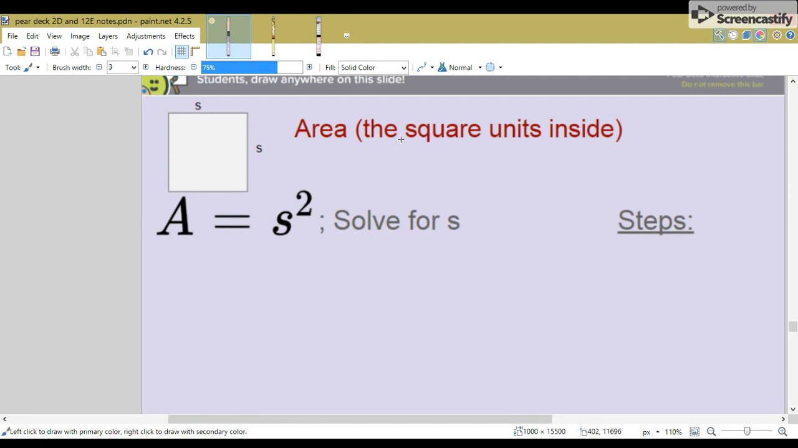The area, the square units of the inside. A equals side squared. Solve for the side. So first you want to write your equation, and then to get rid of a square, we take the square root. So the square root of A equals S.